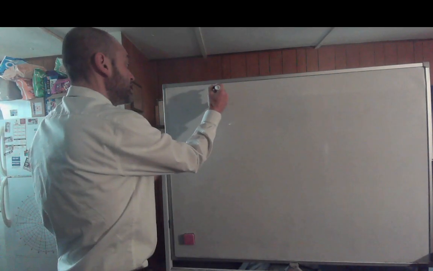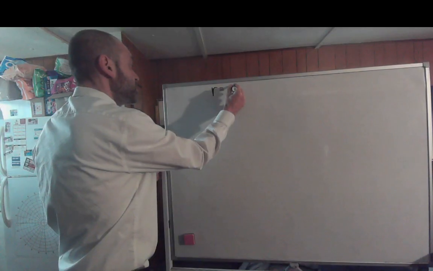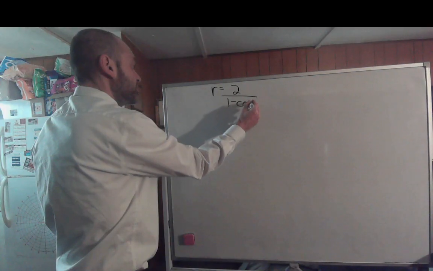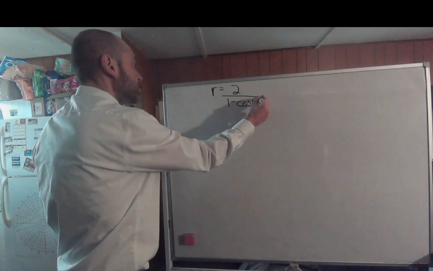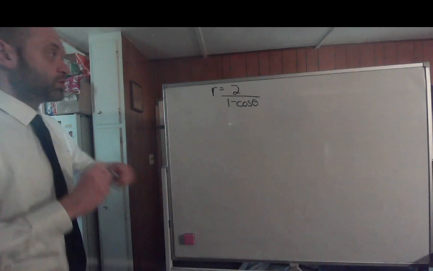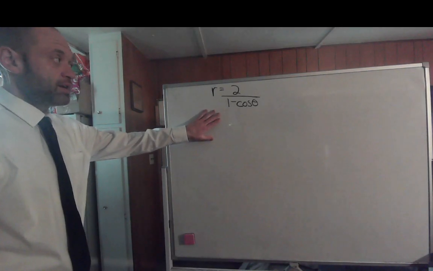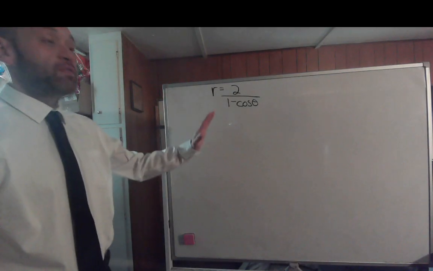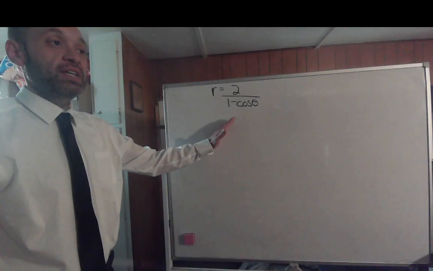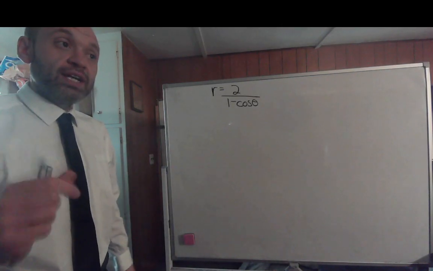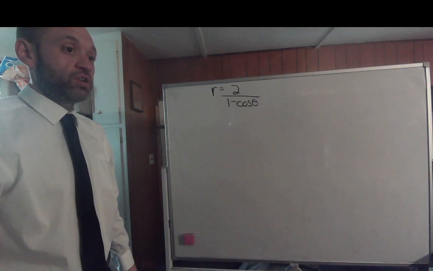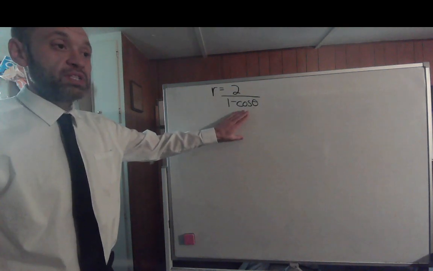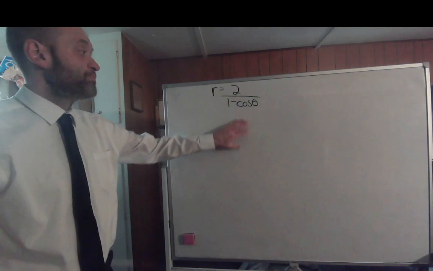Alright, so we've been given r equals 2 over 1 minus cosine of theta. All we're trying to do is identify what type of conic section this is. When you're trying to do that given a polar equation, ignore your numerator. We don't care what's in the numerator. You only want to look at your denominator.